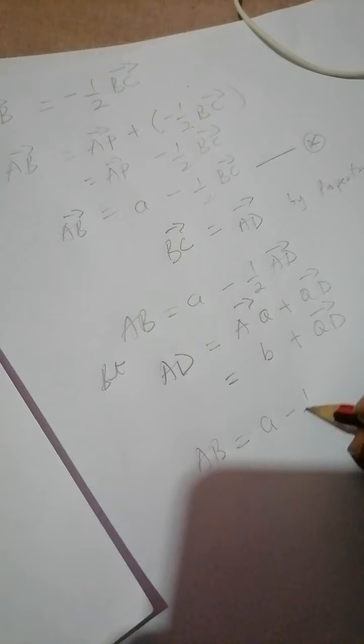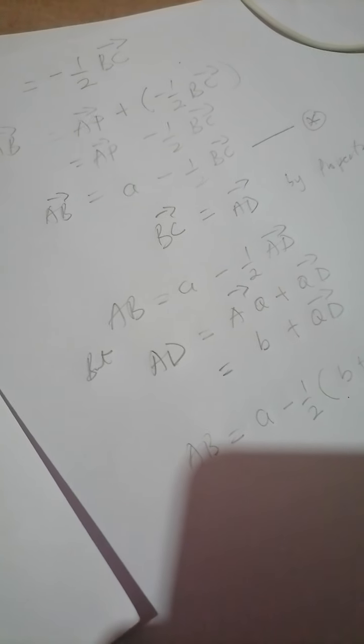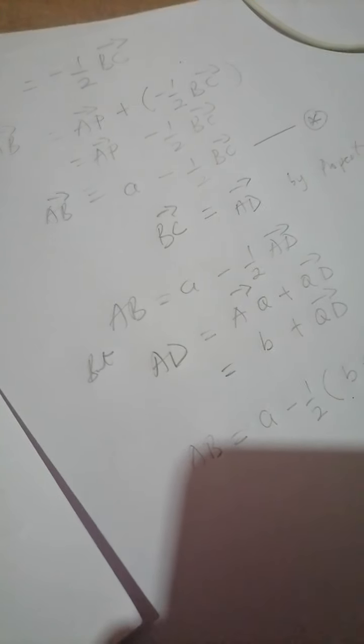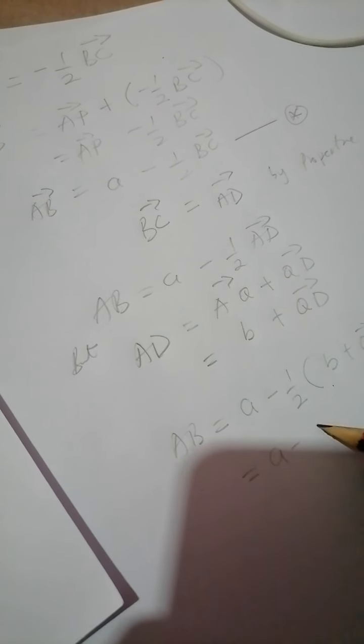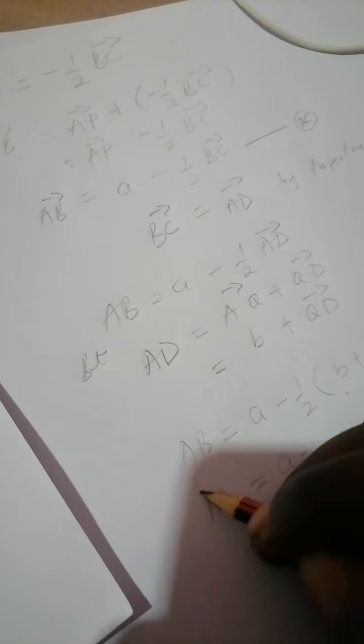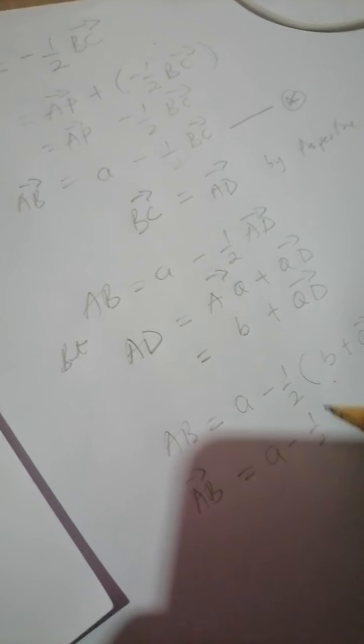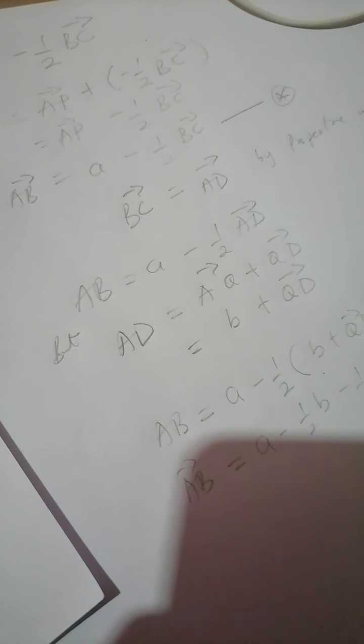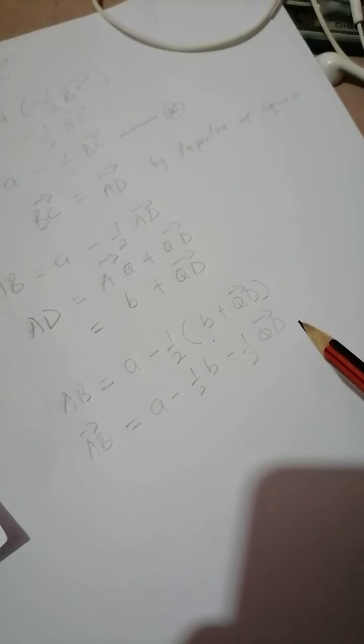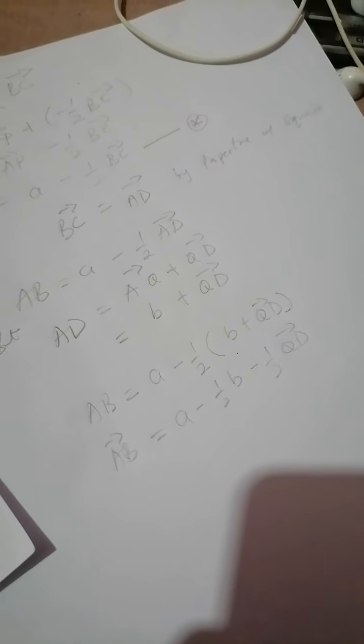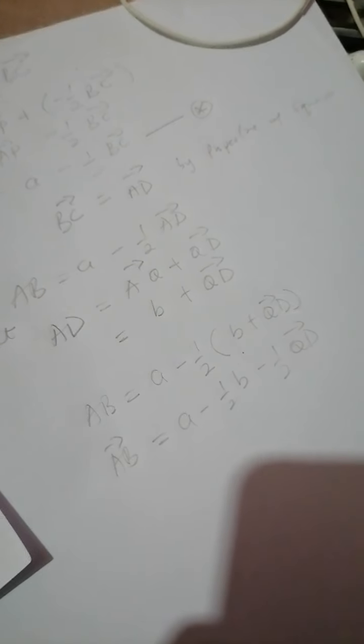A minus half into brackets. Now AD is what? B plus what? QD. Right, so I now have that my AB is now what? Half B minus half QD. Now, still, I'm not done. I have to get rid of the QD, but I'm getting closer. At least I have now the A and B inside my solution, so I know that I'm getting closer.